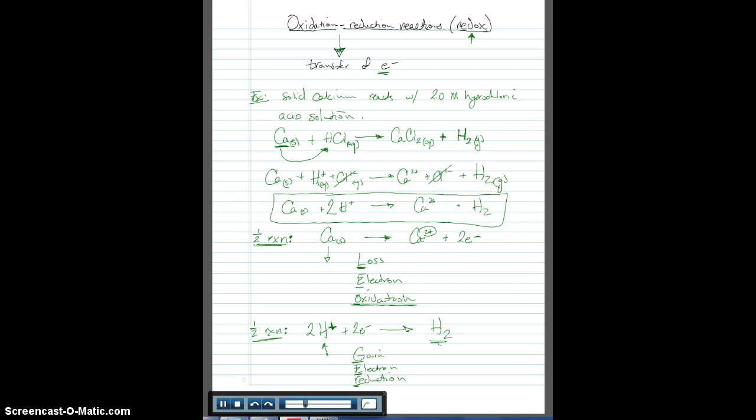So these 2 mnemonics of which I'm talking about here is LEO, loss of electrons, oxidation, says GER. And you can imagine if you have a lion, his name's Leo, and he's going to say GER. Leo says GER, and so that is our little mnemonic that we're going to use to remember loss of electron is oxidation, gain of electron is reduction. And I didn't make that up. Everybody knows Leo says GER.